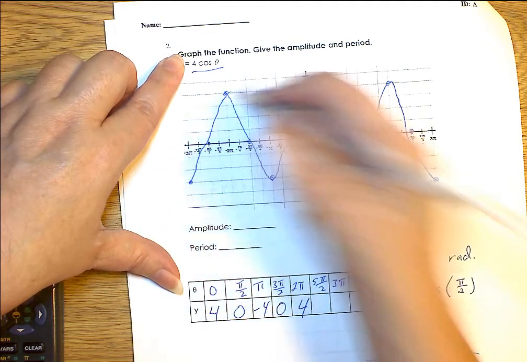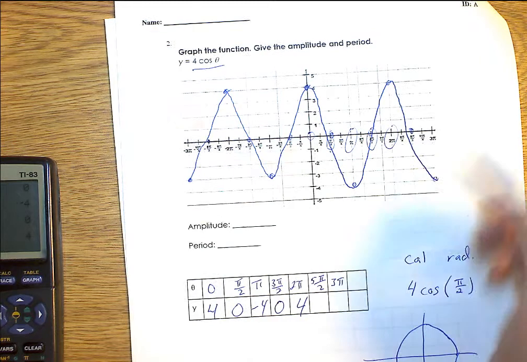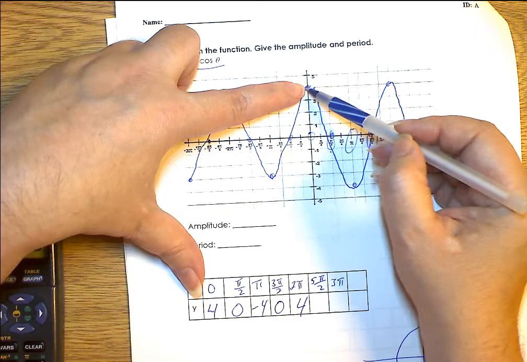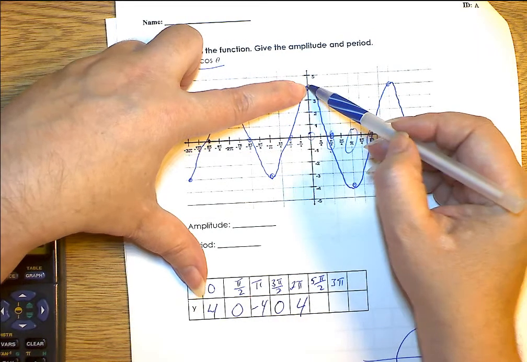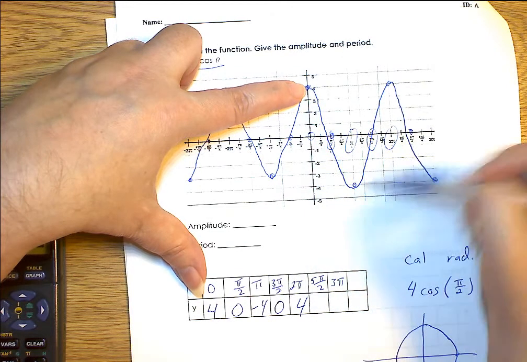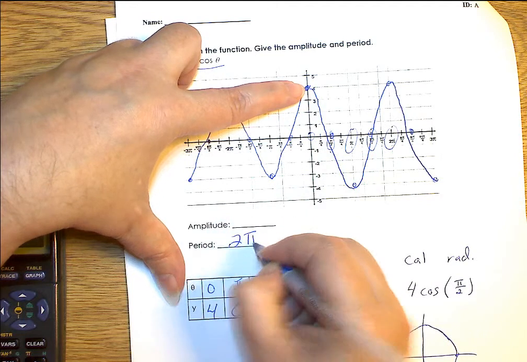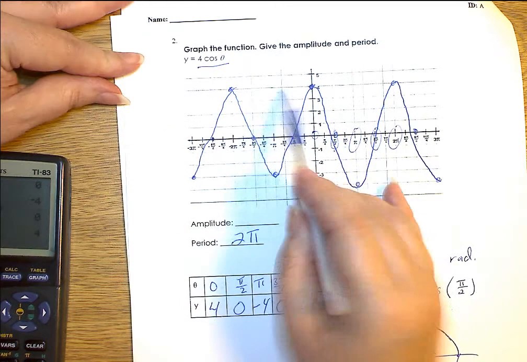The period, remember, of a function is how long it takes to do our pattern. Our pattern is down, down, up, up, down, down, up, up. So our period is 2 pi. Amplitude is how tall it is. Well, our amplitude is 4.